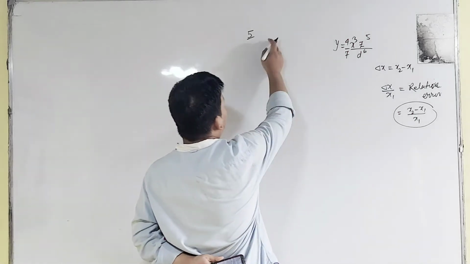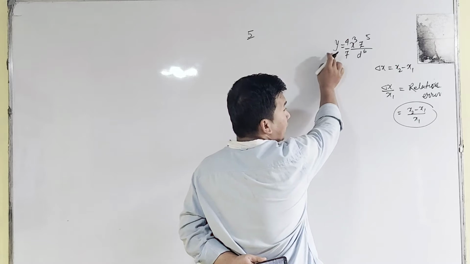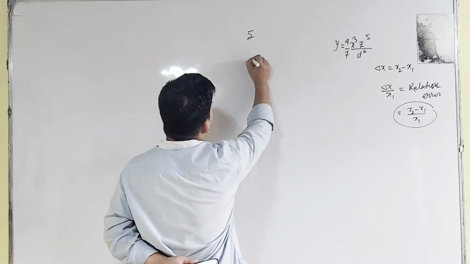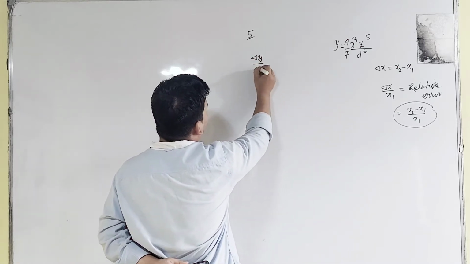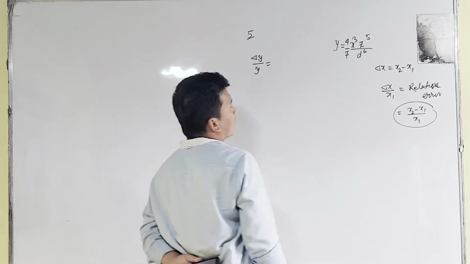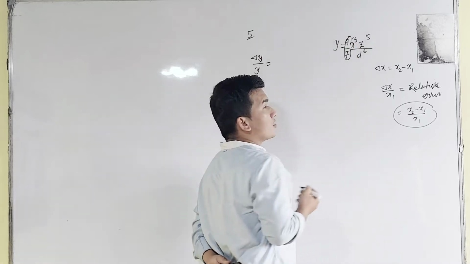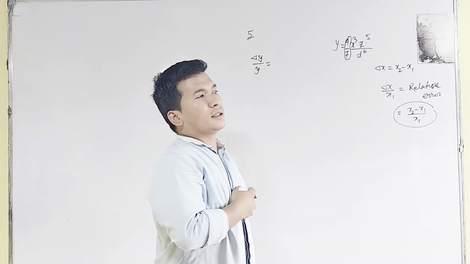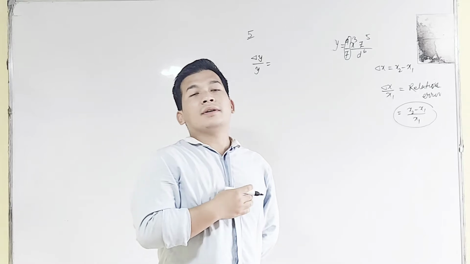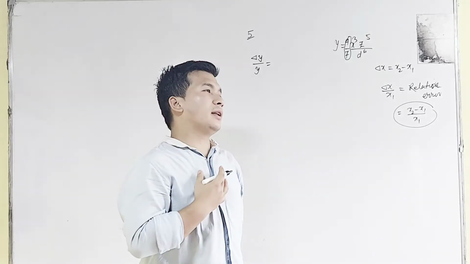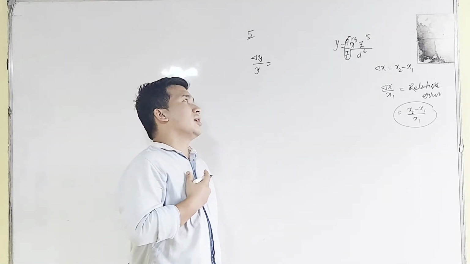We have to find out the relative error of y. The relative error of y is delta y divided by y, which is equal to this. Similarly, this 4 by 7 is a constant, so we are not going to consider constant terms in our relative error calculation.